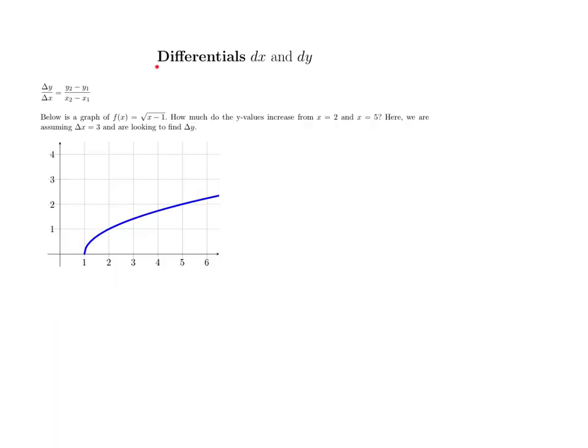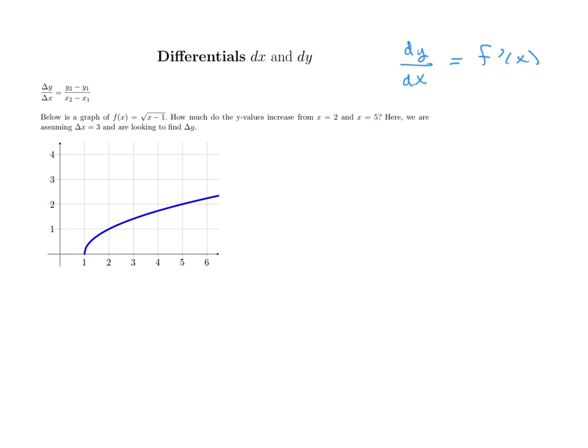The other topic in this section is differentials, which are denoted by dx and dy. And these come from dy dx, the derivative of your function, is equal to f prime of x. So here this dy means, how are the y values of your derivative changing? And here dx means, how are the x values of the derivative changing? Below is a graph of f of x is equal to the square root of x minus 1. How much do the y values increase from x equals 2 to x equals 5?